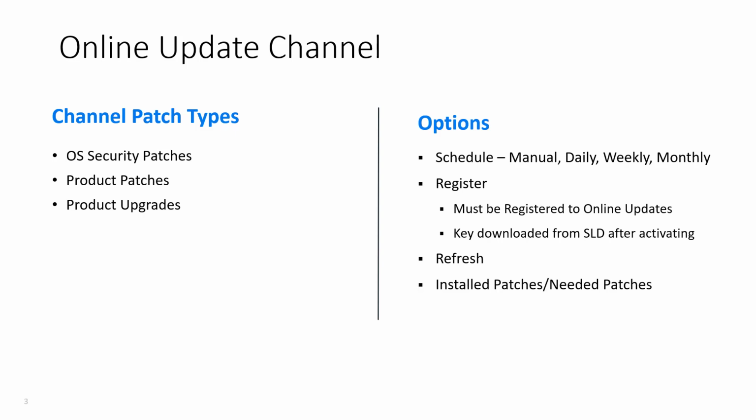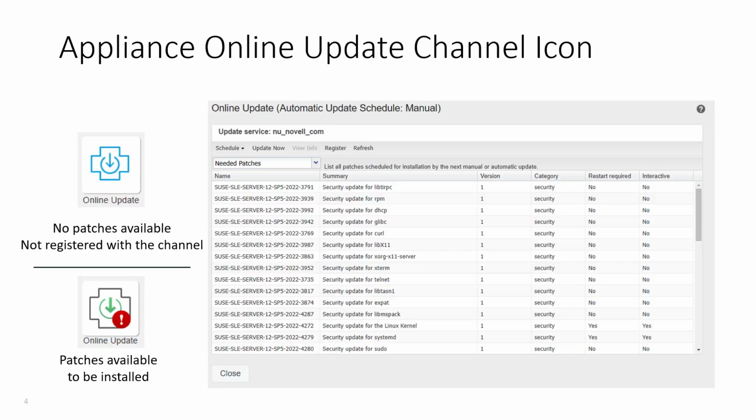Some of the options that are available is to schedule either manually, daily, weekly, or monthly. You can register and deregister your particular online update channel. Again, the key is downloaded from SLD after activating. You can refresh the list, and it has the installed patches and the needed patches displayed. This is a console for the online update patches.